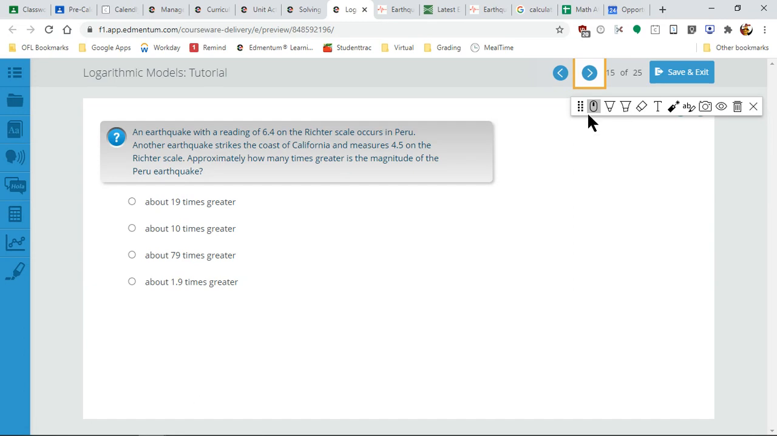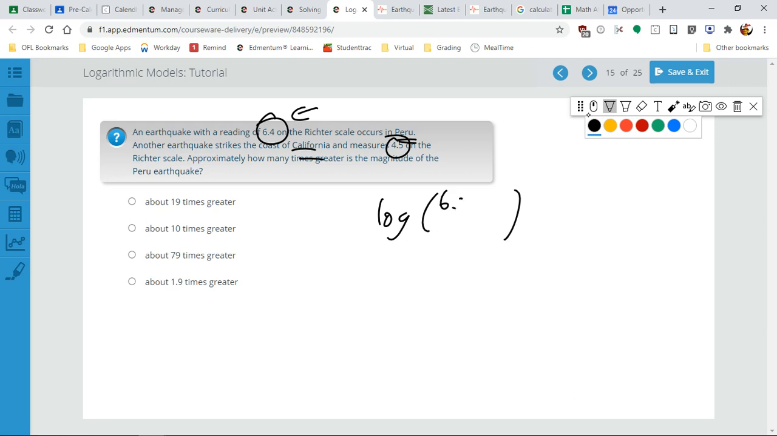All right, guys. So this next one, we're going to be comparing an earthquake to the initial earthquake. Here it's telling us we're going to compare to this earthquake right here. So we're comparing the earthquake in Peru to an earthquake off the coast of California. This one was 6.4. This other one was 4.5. So when we enter this in the calculator, we're going to go log of 6.4 divided by 4.5.